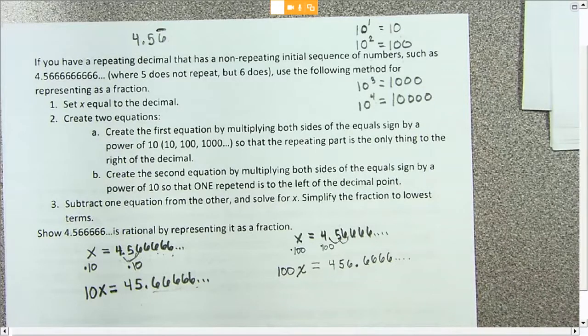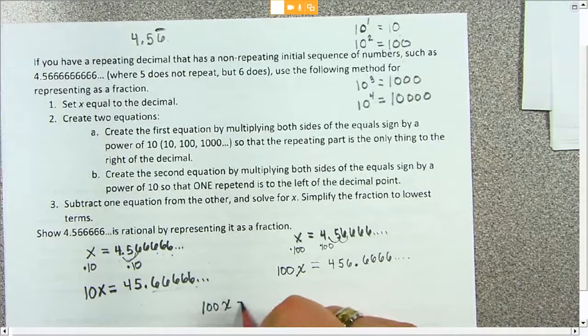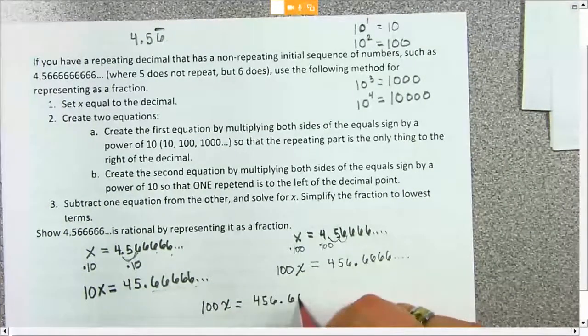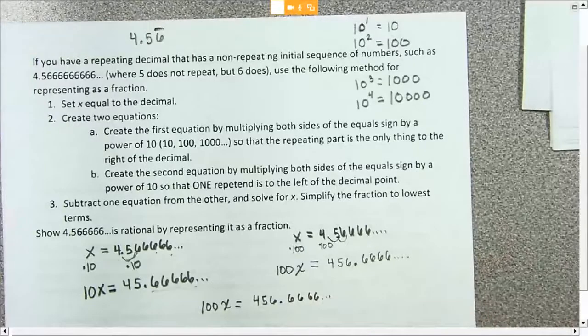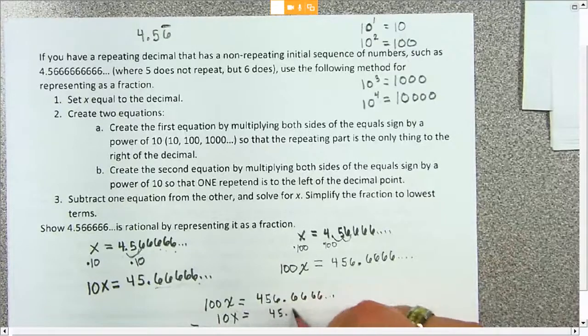This is the neat part. So I've got equations, right? Now I'm going to subtract the smaller equation from the larger one. So I'm going to take 100x is equal to 456.6666, and I'm going to subtract from that 10x is equal to 45.6666.